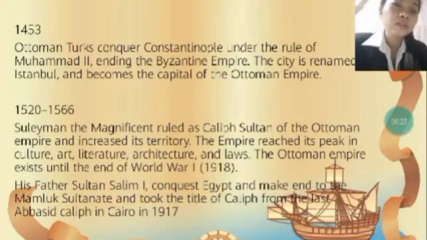His father, Sultan Selim I, conquered Egypt, put an end to the Mamluk Sultanate, and took the title of Caliph from the last Abbasid Caliph in Cairo in 1517.